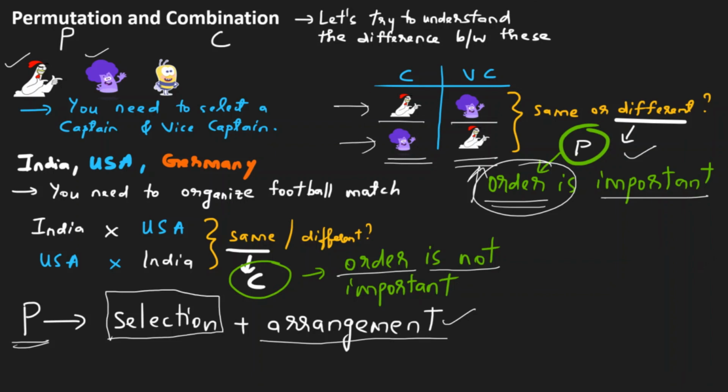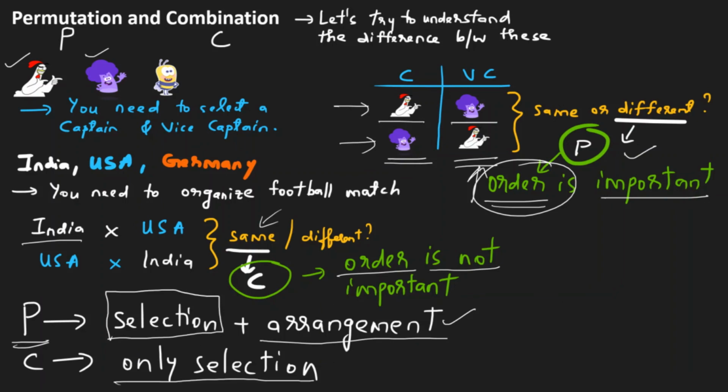In the case of combination, that's what we have seen over here, only selection is involved, right? We have seen that placing India first and writing the match as India versus USA and placing USA first and calling the match as USA versus India does not make any difference. Both are one and the same. Therefore, whenever combination is involved, only selection is what we do.